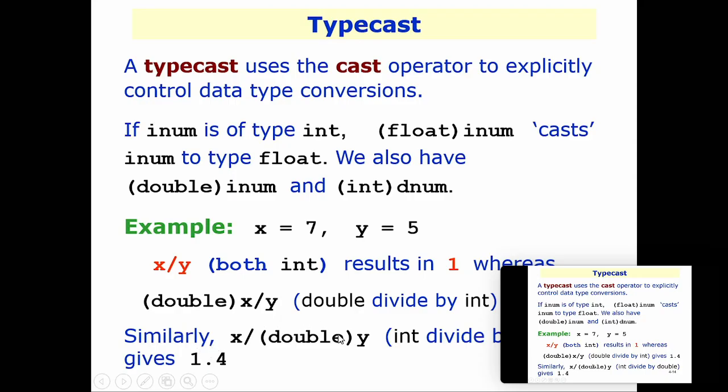Okay, the opposite order is also working. x divided by double y. So, in the first case, this is double divided by integer. The second case is integer divided by double. They are all the same. So the integer is promoted to type double. Then you can have this result.